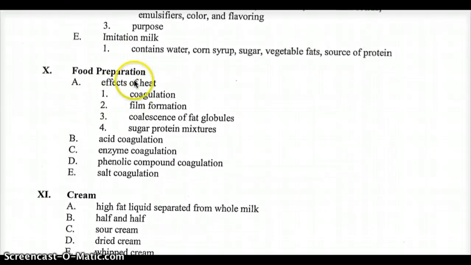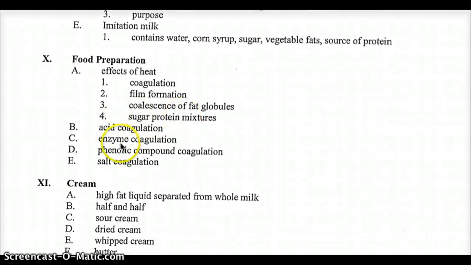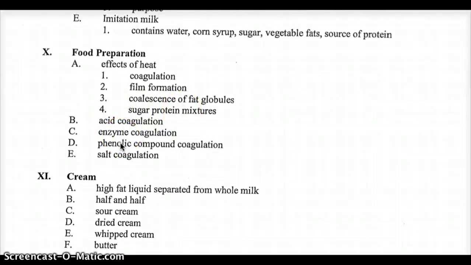We'll continue. Food preparation, effects of heat, coagulation. Know what coagulation means, that's a big one. Film formation: that's basically when you heat it to a certain point, a film will coat the top of the milk. Coalescence of fat globules, you know that. Sugar protein mixtures, acid coagulation, enzyme coagulation, again you're going to need to know what coagulation is and how it relates to acid and enzymes. Phenolic compound coagulation, and salt coagulation. So know your coagulations. This is a pretty good section to know.